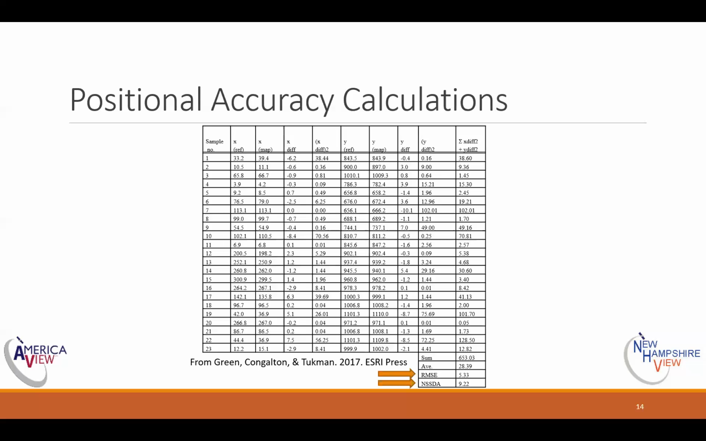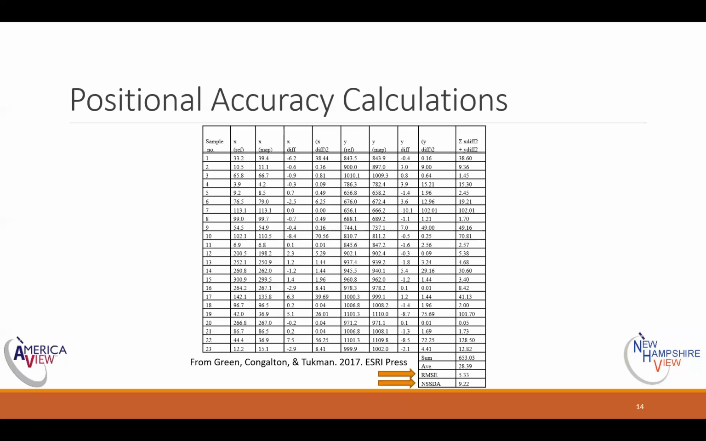Okay, and then the exact same thing for Y. We've got the reference data coordinate for the Y coordinate, and we've got it for the map, and then the difference, and then Y difference squared. Okay, and then we take the sum of those differences. And then if you look at the bottom, you can see some of the calculations that are done.